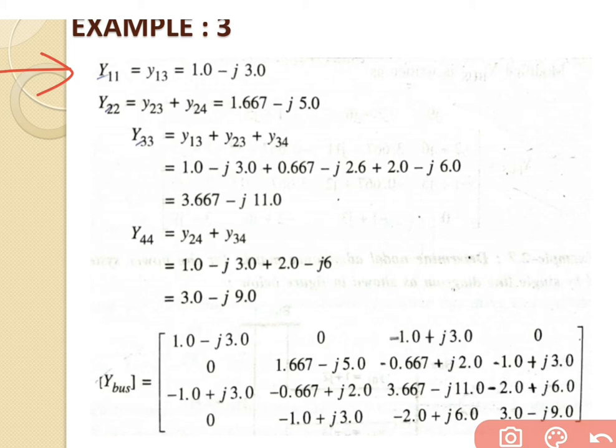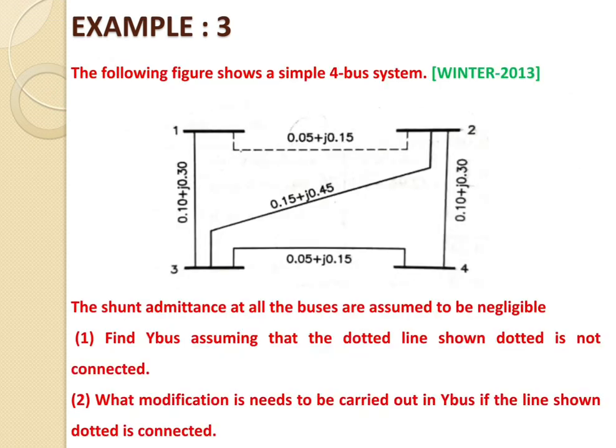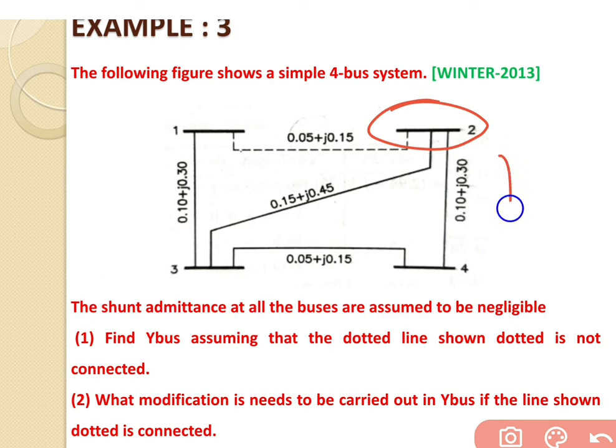Now go for y22. So y22 is equal to y23 plus y24. How will we write that? y22 is equal to y23 plus y24. Bus number 2 is connected between 2 and 4, and the second line is connected from 2 to 3. So that's why we write y22 is equal to y23 plus y24.